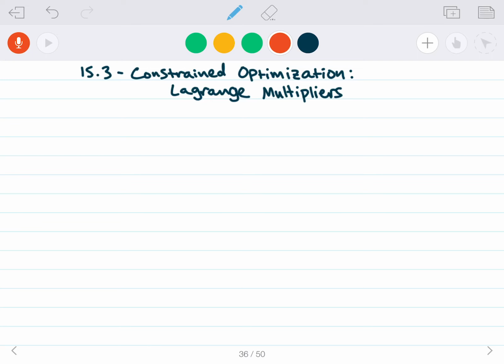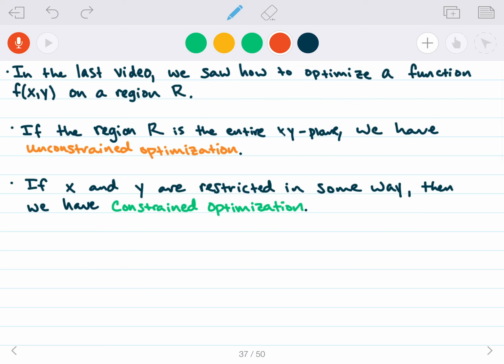Hey guys, in this video we're going to talk about Chapter 15, Section 3, Constrained Optimization using Lagrange Multipliers. So in the last video we talked about finding absolute maxes and mins of a surface on a region R. And we looked at examples where R was the entire xy plane.